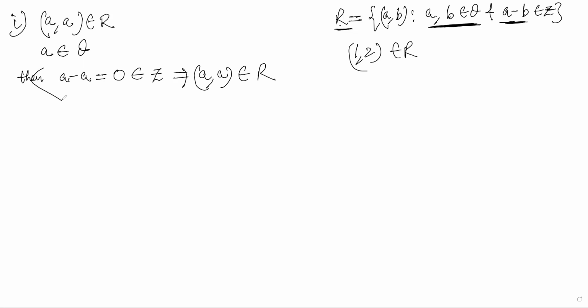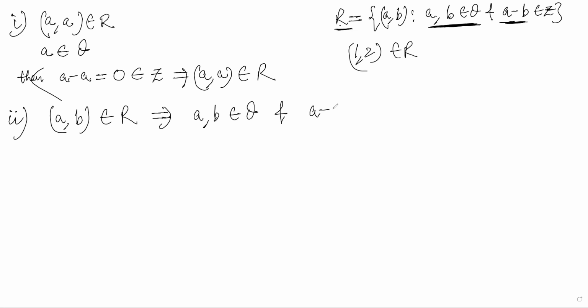Okay, sir. Did you understand this? Yes, sir. Okay. Now in the second part, we need to prove that if (a, b) belongs to R, let's first understand the situation. If (a, b) belongs to R, it obviously implies that a and b both are rational numbers, and a minus b must belong to the integers. Am I correct? Yes, sir. Now he wants us to prove that (b, a) should also belong to R.